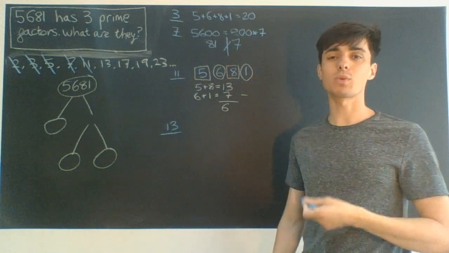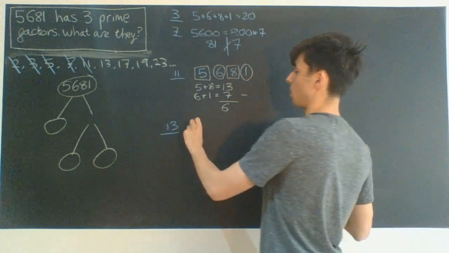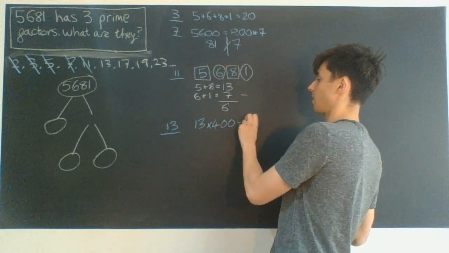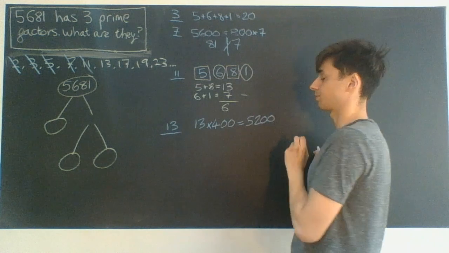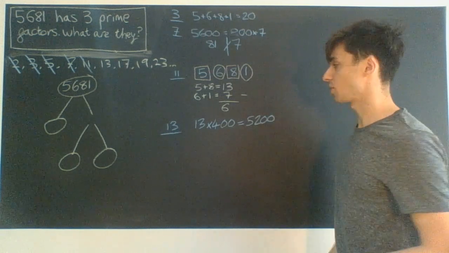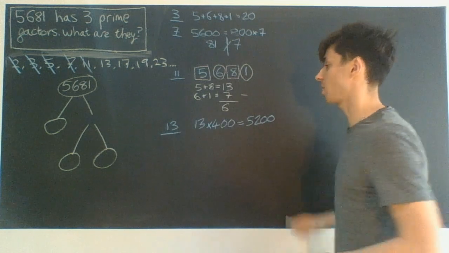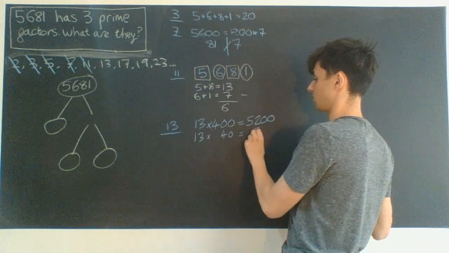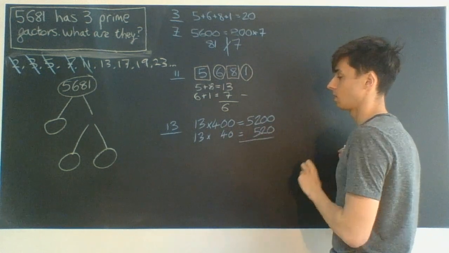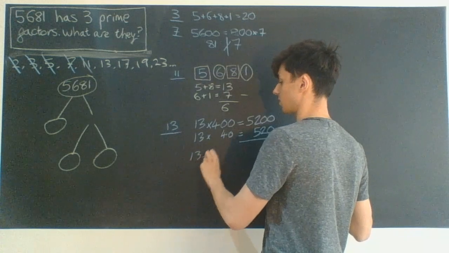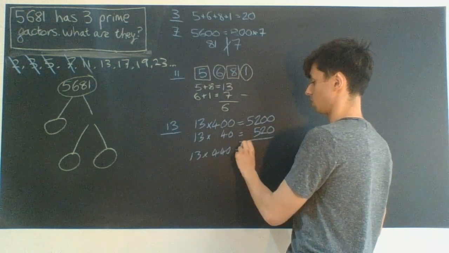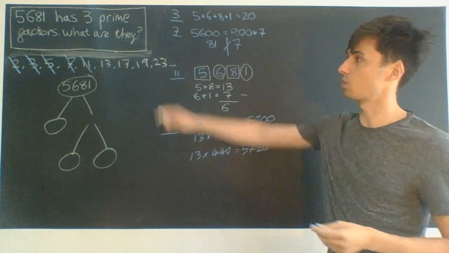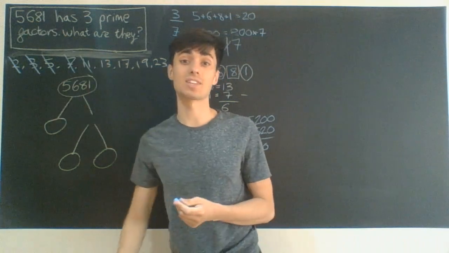And if we think of some numbers that we know are divisible by 13, well, I know that 13 times 400 will be 5,200. Let's add on another multiple of 13 because we're just thinking in 13 times tables here. So 13 times 40 is 520. When we add these up, we see that 13 times 440 will be 5,720. This is good for us because it's quite close to our 5,681.